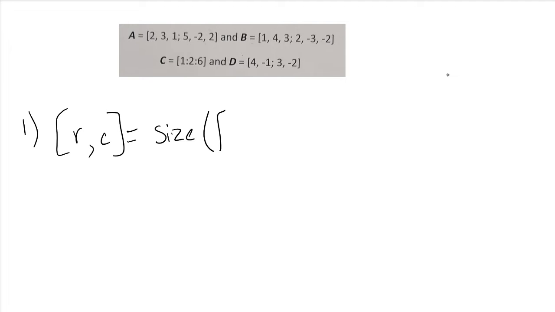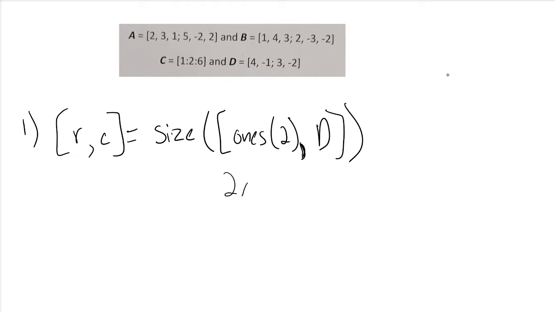All right, so now we're going to be going over quiz number 2 from in class on September 23rd. So, number 1, we're going to have our rows and our columns equal to the size of ones(2) concatenated with our D matrix. So ones(2), right, is just going to give me a 2 by 2 matrix of 1s. So I'm going to get 1, 1, 1, 1.